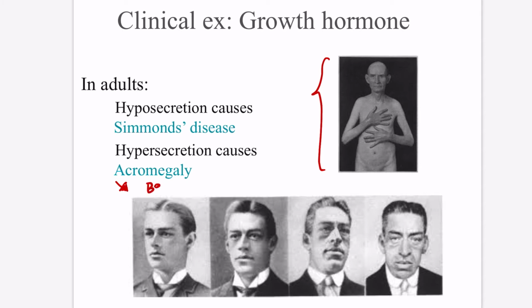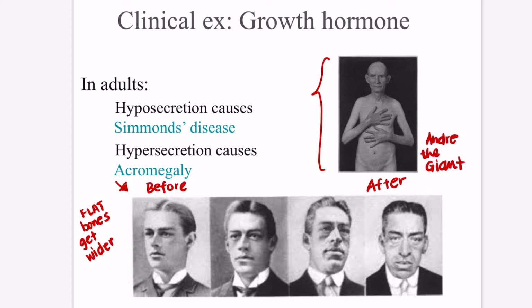And so this is the before picture and this is the after picture. And so what we see is, long bones can no longer get longer here. And so what happens is flat bones get wider. And you can see it in the jawline of this individual's face. So if you've ever watched the movie Princess Bride and you know who Andre the Giant is, Andre the Giant kind of had a similar face to this man. And that's because Andre the Giant also had, this is not Andre the Giant, Andre the Giant also had acromegaly.